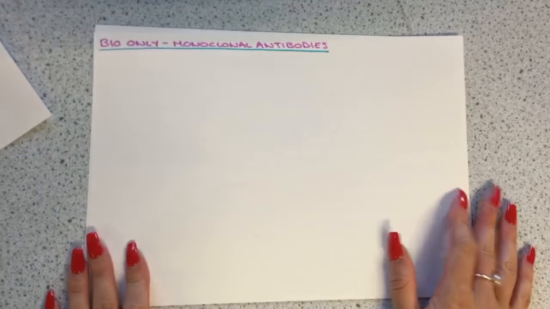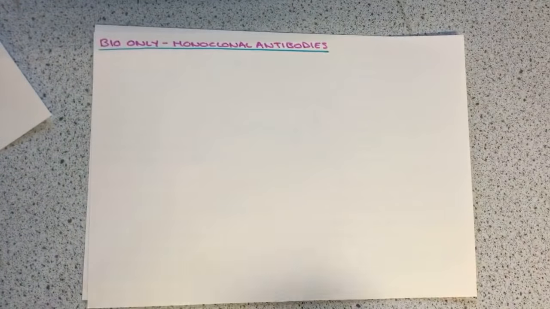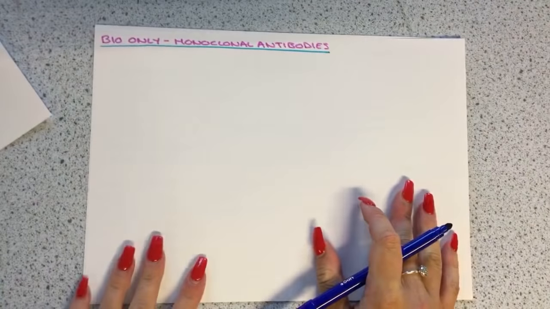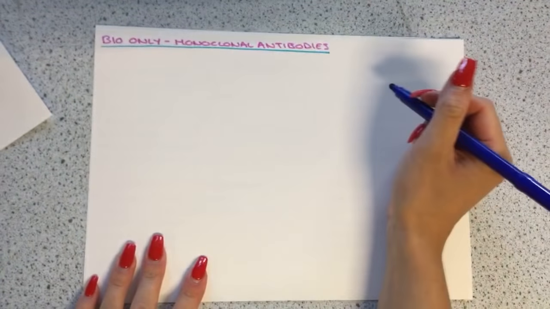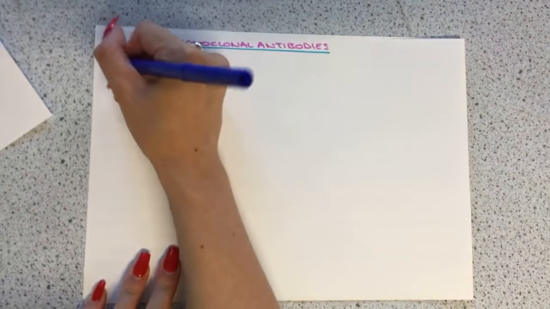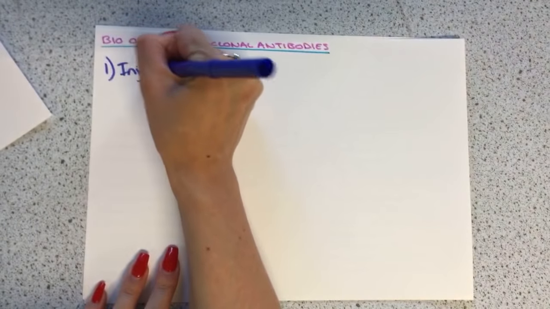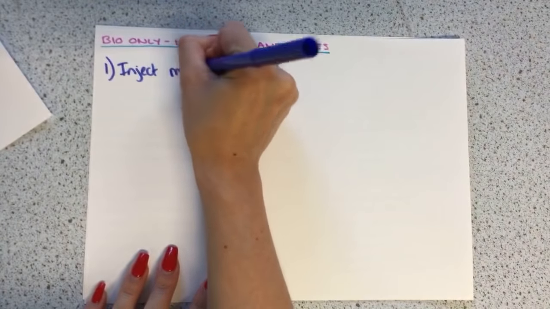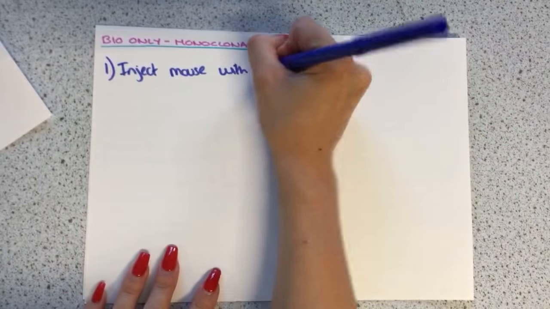Next then, monoclonal antibodies. So first of all, I'll talk you through the process of producing monoclonal antibodies, and then we will talk about the uses of them. So firstly, when you are making a monoclonal antibody, you need to inject a mouse with a specific antigen.